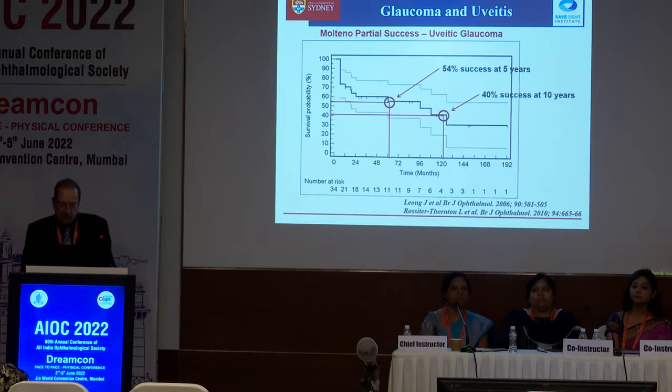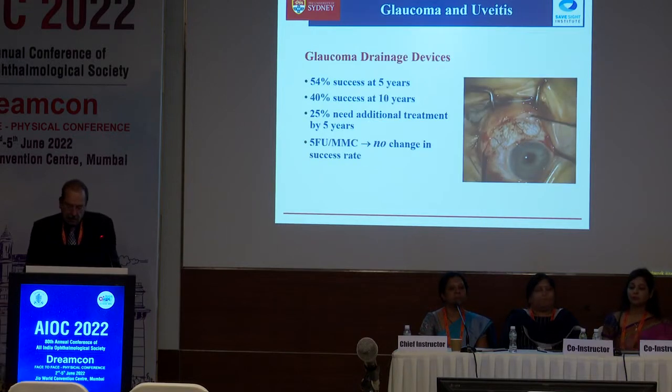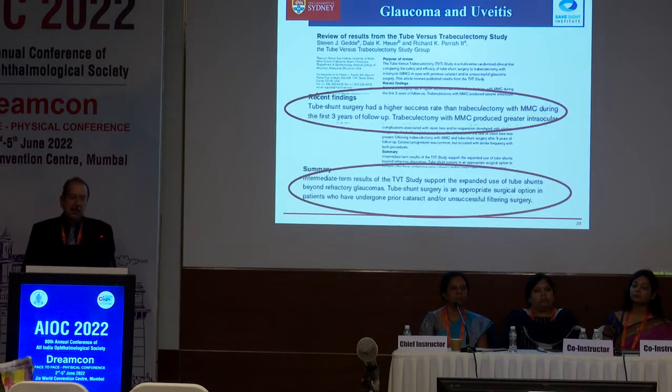The success rates are pretty good, 54% at 5 years. And really about a quarter of them after 5 years would require additional treatment. But the use of mitomycin C and 5-FU in this case is not really necessary. So the Tube Versus Trabeculectomy study certainly points more towards a tube than a trab.